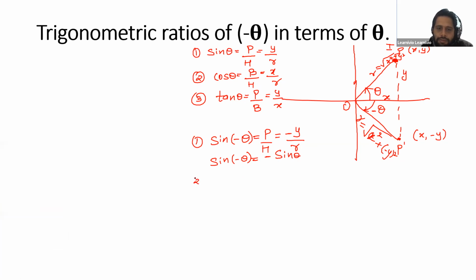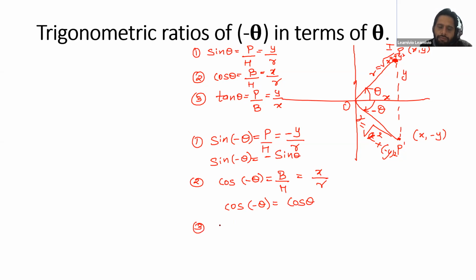Second, we have cos minus theta. Cos minus theta means we are talking about this one. So this is also base by hypotenuse. What is the base here? Base is x. What is the hypotenuse? R. So cos minus theta is equal to x by r, which is cos theta. So cos minus theta is equal to cos theta.